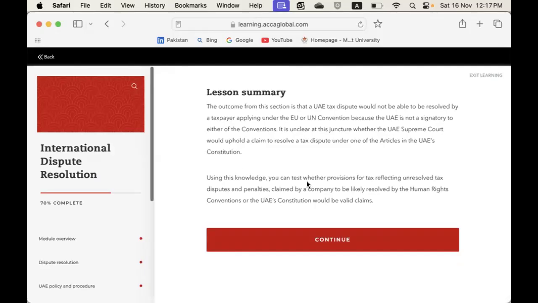Using this knowledge, you can test whether provisions for tax reflecting unresolved tax disputes and penalties claimed by the company to be likely resolved by the Human Rights Convention or the UAE Constitution would be valid claims. Naturally, from a corporate tax perspective, things are still starting up. The first deadline is approaching in December, on December 31st. So if there are any corporate tax related disputes or claims or cases filed, it will happen after 31st December 2024.